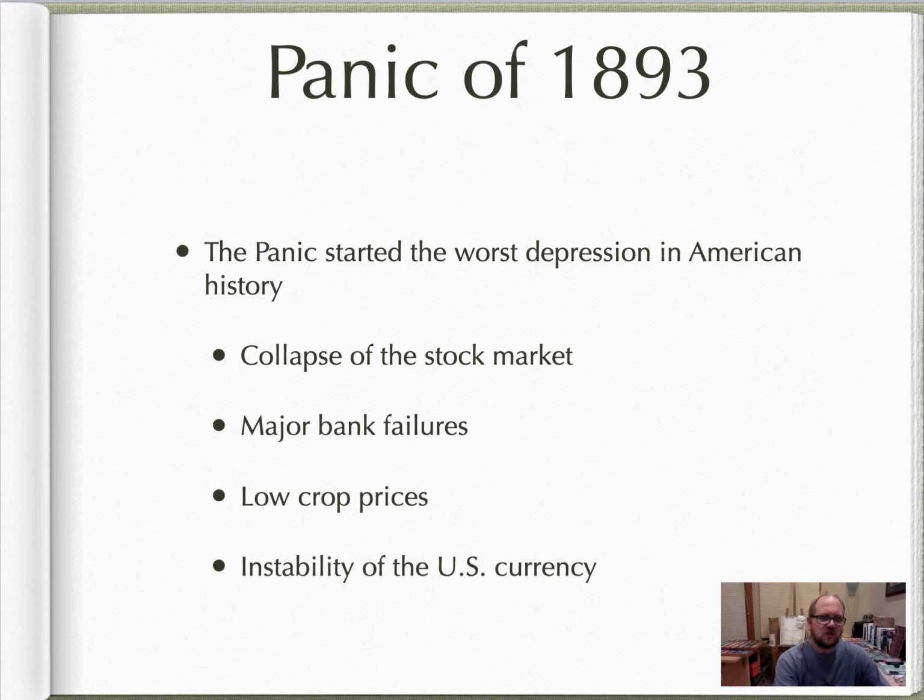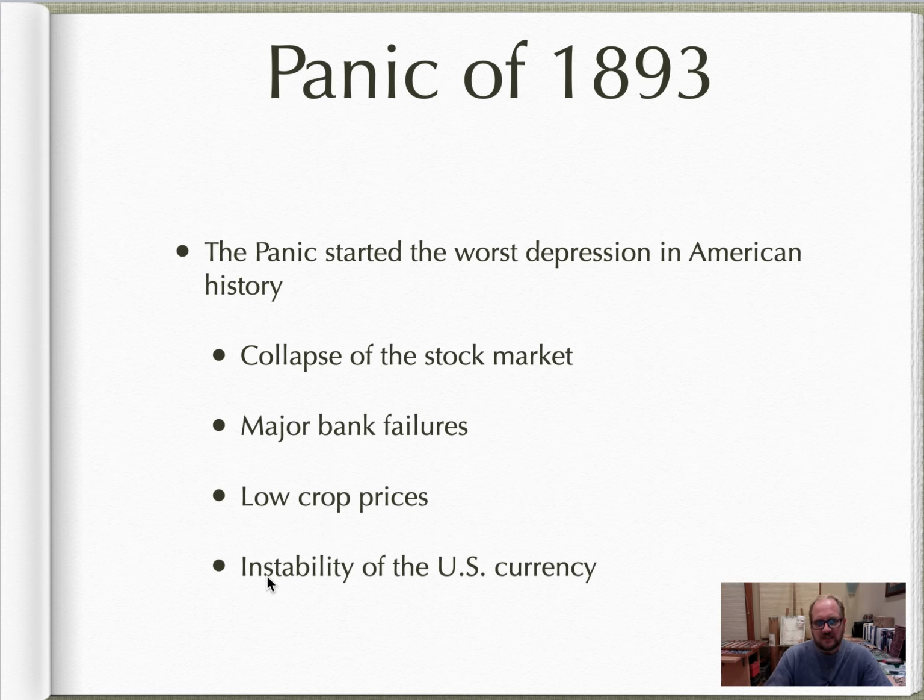Then we're going to have a major panic. So we're going to have Cleveland get into office, and we're going to have a major panic right when he takes office. The Panic of 1893 is probably our biggest economic panic outside the Great Depression of the 1930s. We're going to see the collapse of the stock market. We're going to see bank failures across the board, especially in rural areas like the western farmer areas. We're going to see low crop prices and instability of farmers. We're going to see lots of farmer foreclosures, for example.